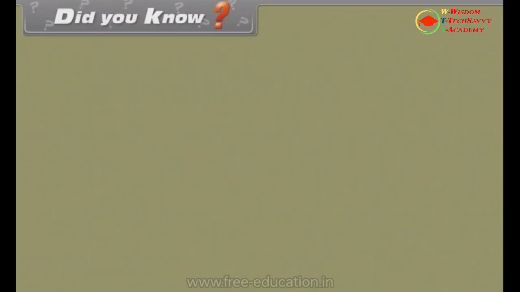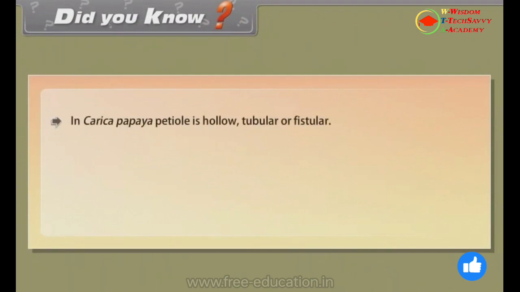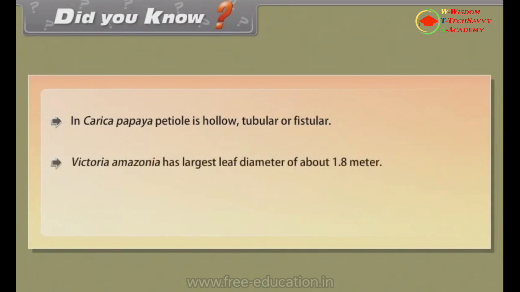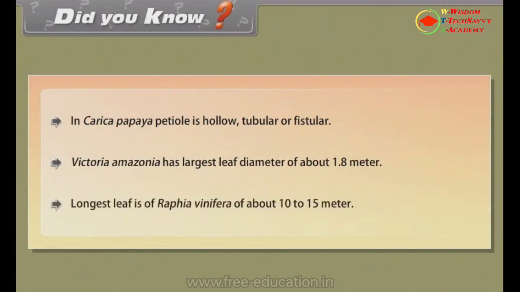Did you know? In Carica papaya, petiole is hollow, tubular, or fistulose. Victoria amazonica has the largest leaf, with a diameter of about 1.8 meters. The longest leaf is of Raphia vinifera, of about 10 to 15 meters.